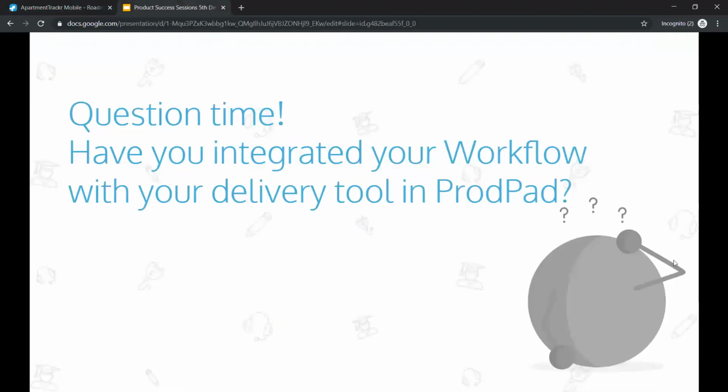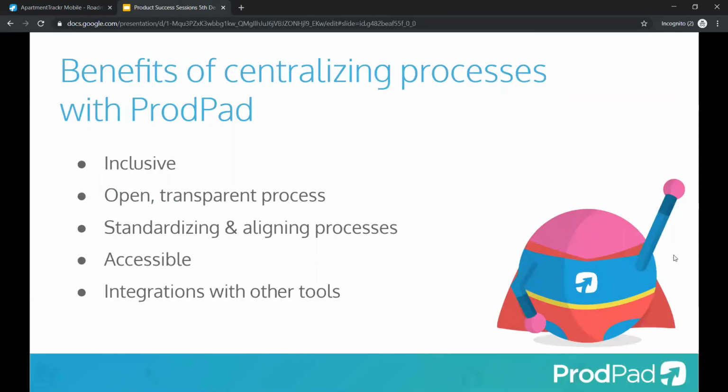Right, yes, so to sum up, the benefits of centralizing your processes with ProdPad is it's inclusive, like we said. We don't charge you per user for reviewers who are going to be the other stakeholders in your business outside of the product team. So by using the unlimited reviewers, it allows you to make that process more inclusive and also make it more transparent and open.